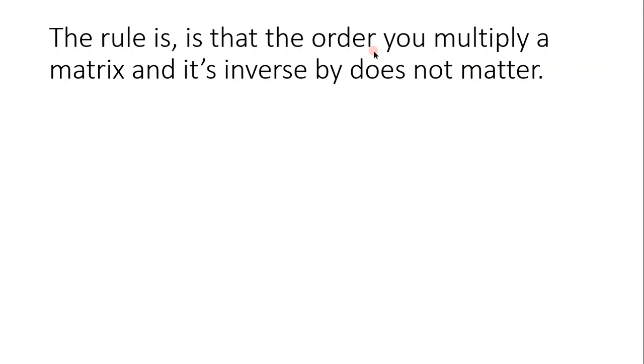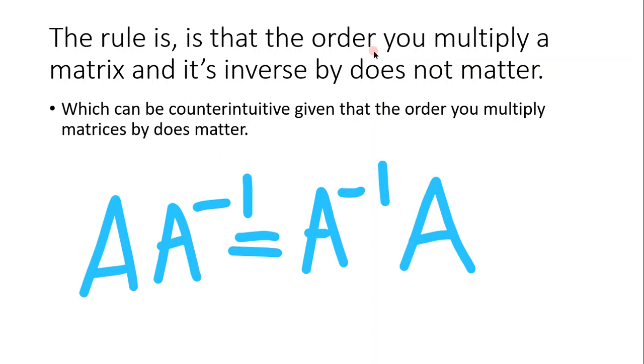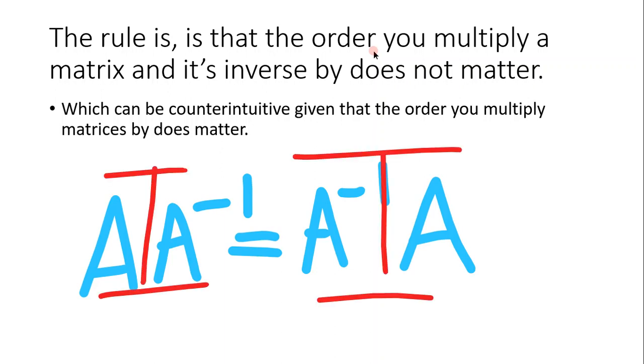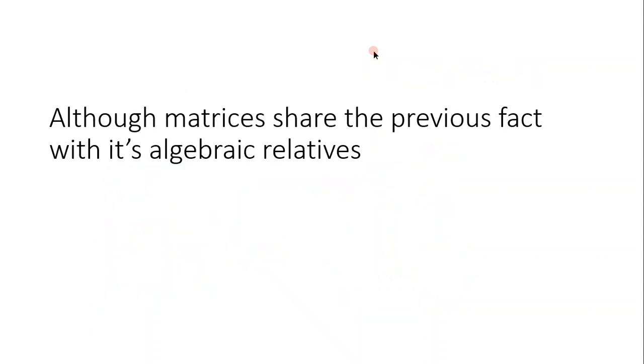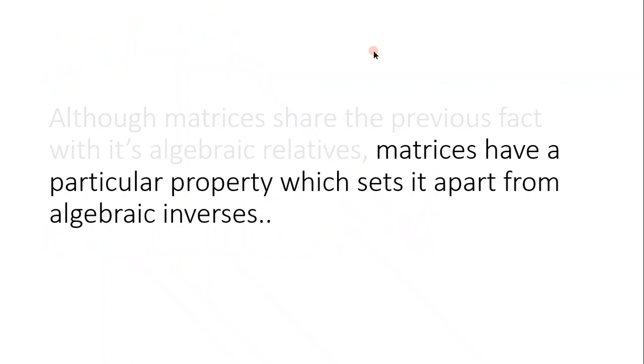Now, we're going to break a rule. Let's start this video by breaking a rule. And the rule is that the order you multiply a matrix and its inverse by doesn't matter. It's a simple proof, which is, by the way, counterintuitive, given that the order you multiply matrices by does matter, but it does not in the case of inverses. Because look, say you found the inverse of A, and A is a matrix, you're getting the identity matrix either way. So although matrices share the previous fact with their algebraic relatives, being that it doesn't matter what order you multiply the inverse by, you always get 1, and in the case of matrices you get the identity matrix.